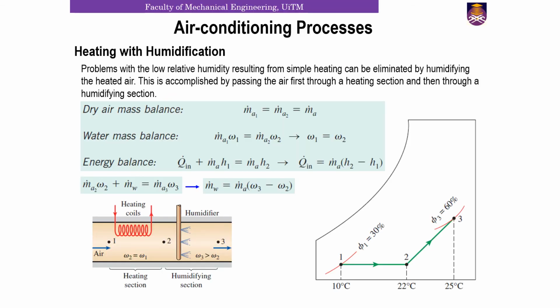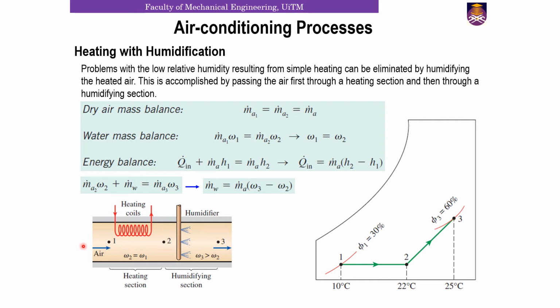Then you have heating with humidification. So now heating is just heating. What you have is a stream of air coming from point 1 which is exposed to heating coils. So it will then heat up. As a result of that, your temperature will rise. For an example here, we have point 1 to point 2. Point 1 is 10 degrees Celsius. You want to heat it up to 22 degrees Celsius. So you will pass this stream of air through some heating coil. As a result of that, your temperature will rise up to 22.